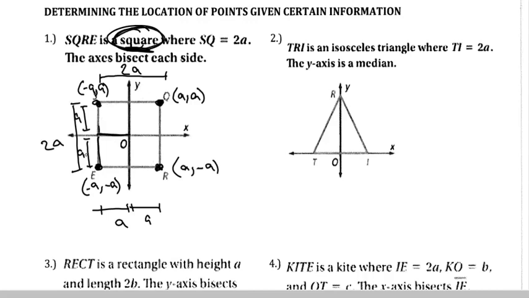So I was able to talk about a square with only one single variable. How did I know that was over by A and up by A? Because they told me the whole length was 2A.